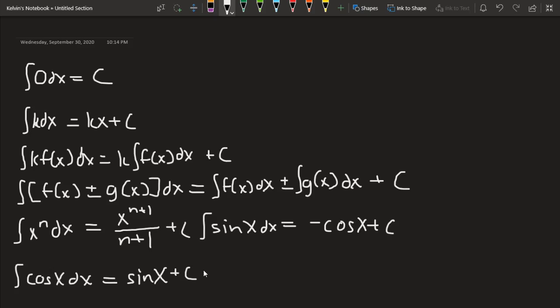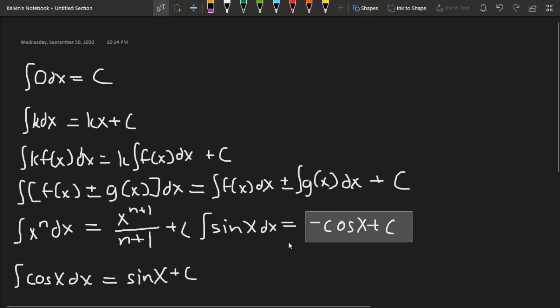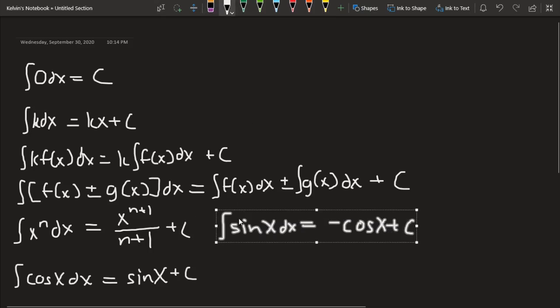I just forgot them again. And this will go as a reminder to not forget your plus c's. And I'll move this a little farther away so it's easier to distinguish. So yeah, don't forget your plus c's.